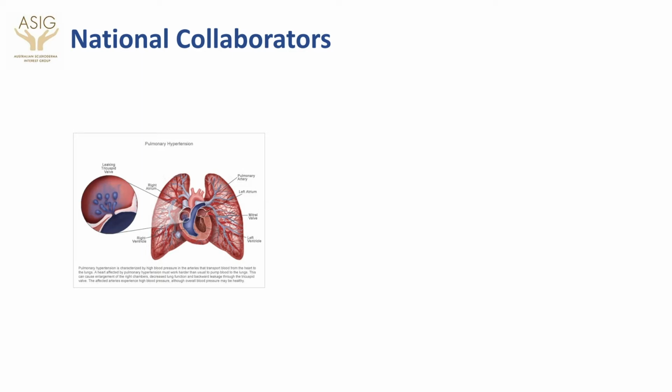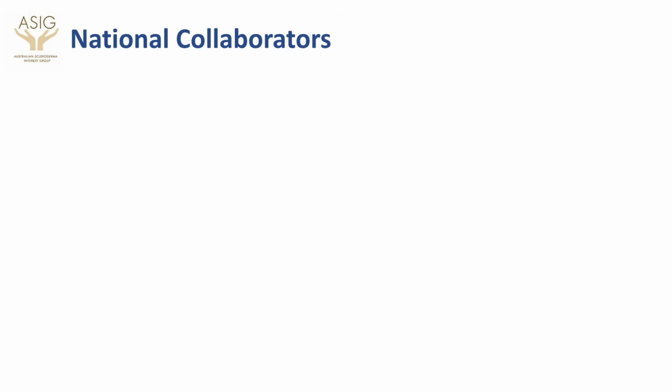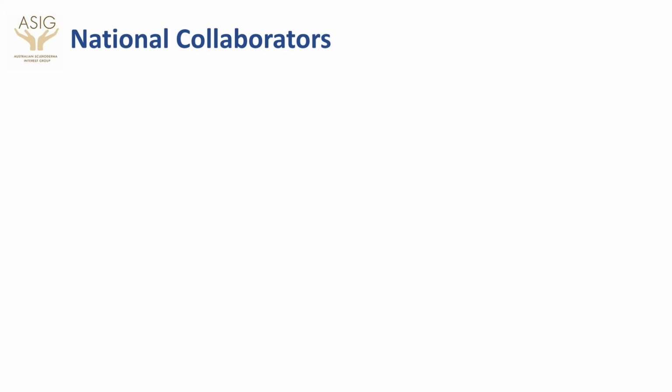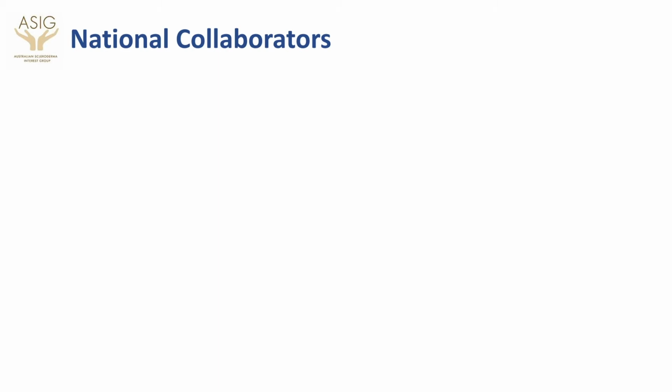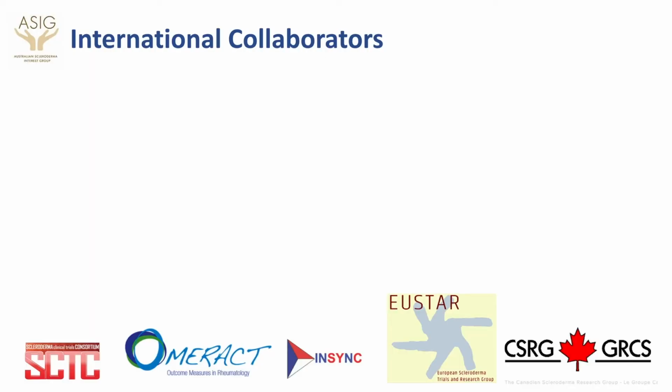So we've looked at pulmonary arterial hypertension, we've looked at lung disease with researchers in New South Wales, digital ulcers ourselves, some of the other really more complicated autoantibodies with researchers here in Adelaide. We've done some quite sophisticated genetic studies to predict disease, both nationally and internationally, actually. And we have some other collaborations here in Adelaide as well, looking at muscle disease and looking at heart disease here at SAMRI.